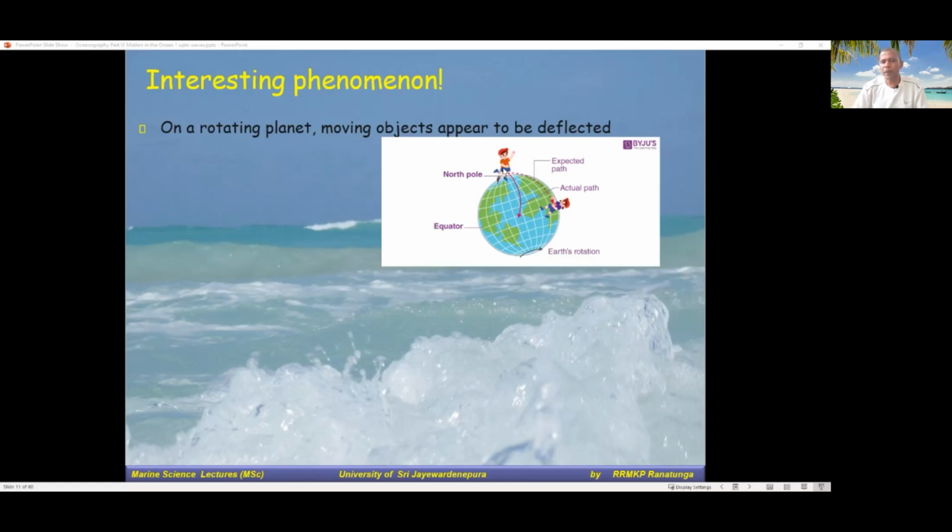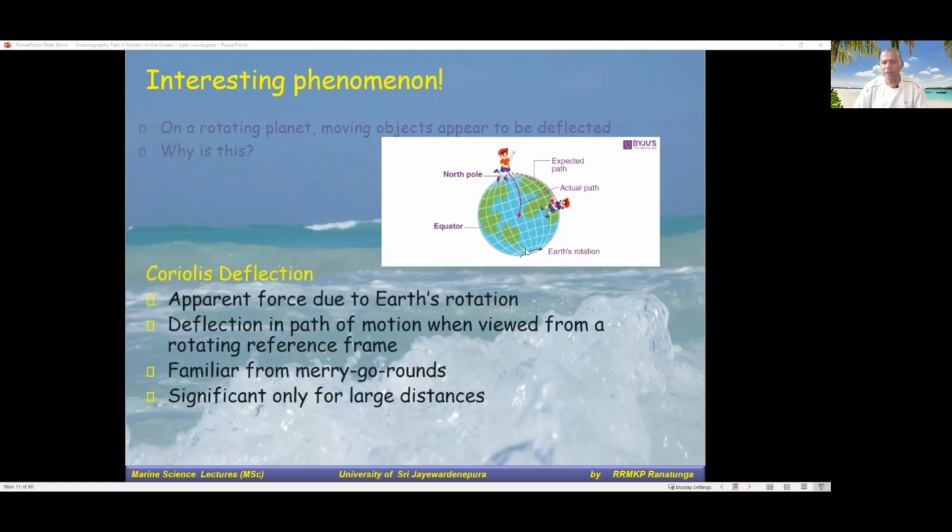Because of that, any moving object will deflect, or its direction will change, right? And this is known as the Coriolis deflection or Coriolis effect. I don't know whether any of you have heard about this Coriolis effect. Have you heard this term? No. Okay, that's fine. That is actually unfortunate, because this is a very common phenomenon, but we never looked at it.